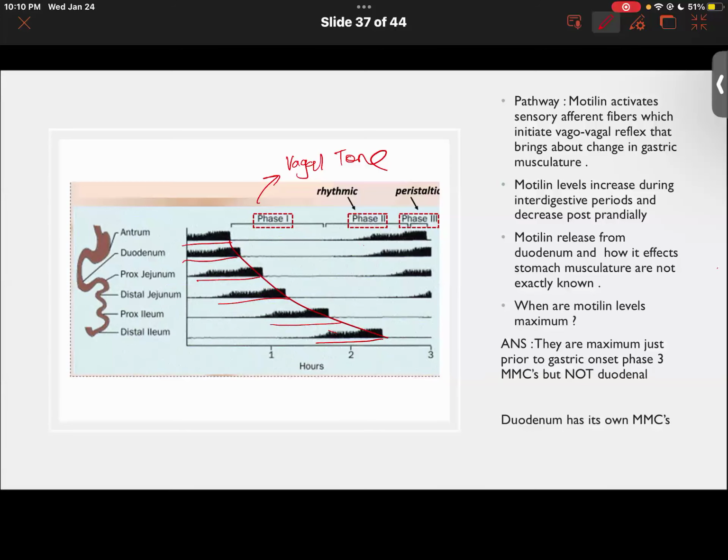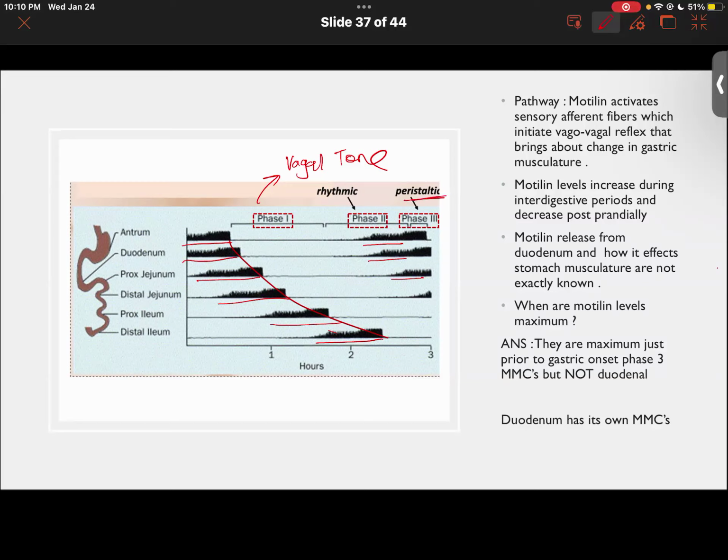So you see them happening in the antrum, you see them happening in the duodenum, and then you see them happening in the jejunum, kind of, not really, just a bit, and then they stop before the distal jejunum, right? So phase 2 is happening in the stomach, but it's not going towards the end of the small intestine.